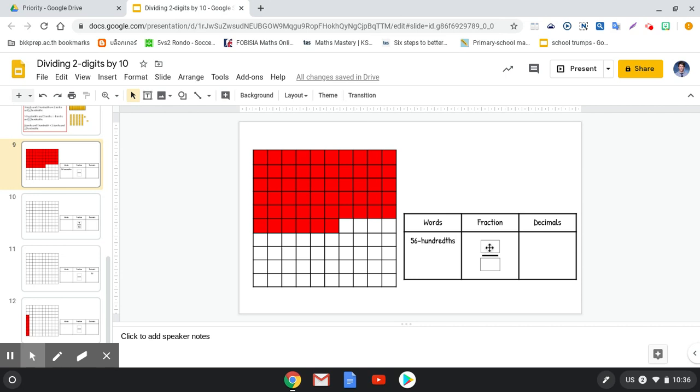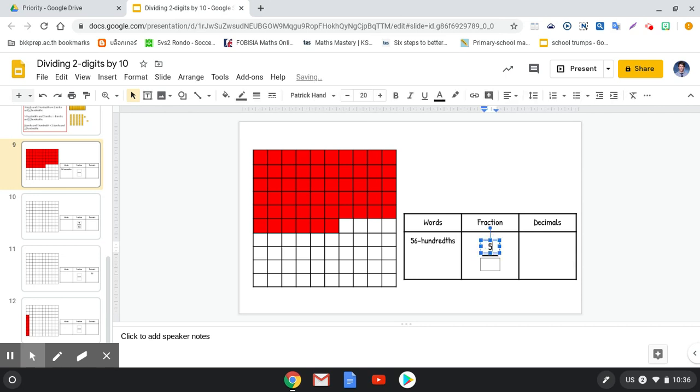As a fraction, it's 56 over 100. This is 56 hundredths. And as a decimal, it is 0.56. Okay, so that's the first one complete. Now, if you're not sure how to turn a fraction into a decimal, if it's out of 100, then you literally use the numerator. So because hundredths are out of 100, even when it's a decimal, so 0.56 is the same thing as 56 over 100. Right, let's have a look at the next example.